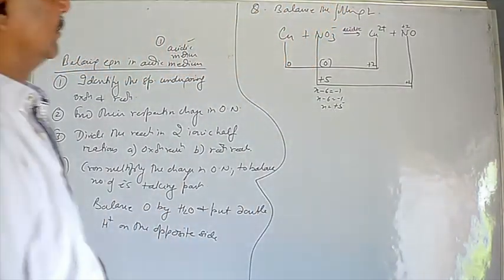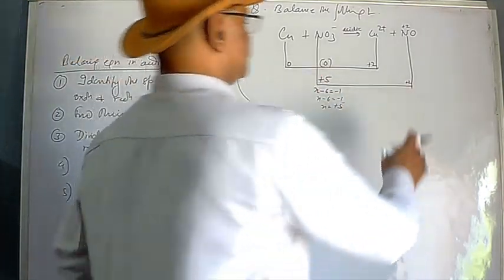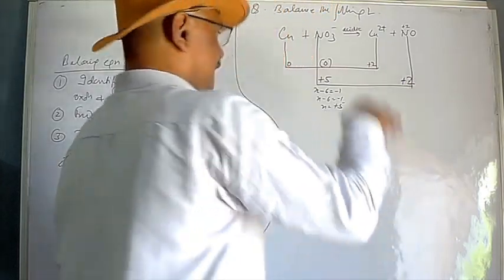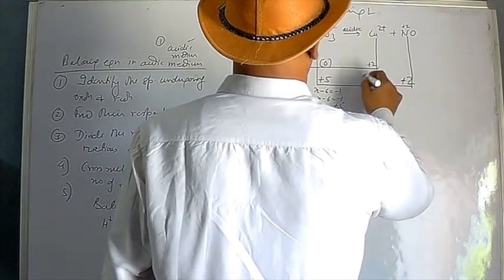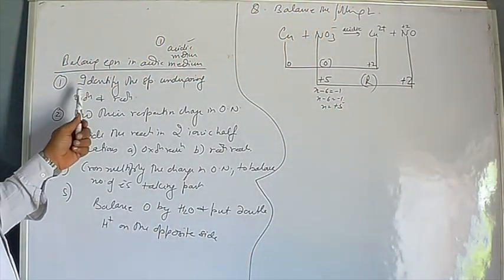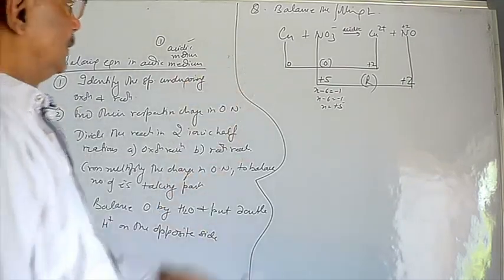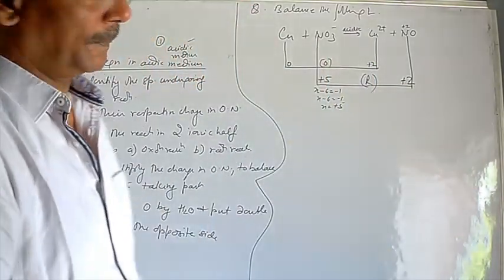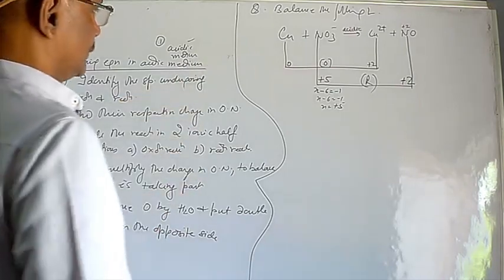So very simple class. Nitrogen is moving from +5 state to +2 state. Therefore, decrease in oxidation number is taking place. So nitrogen is going for reduction. So class, we have completed our first step: identify the species undergoing oxidation and reduction. We have already identified copper is going for oxidation and nitrogen is going for reduction. Now step number 2, find the respective change in oxidation number. Let us find it out.